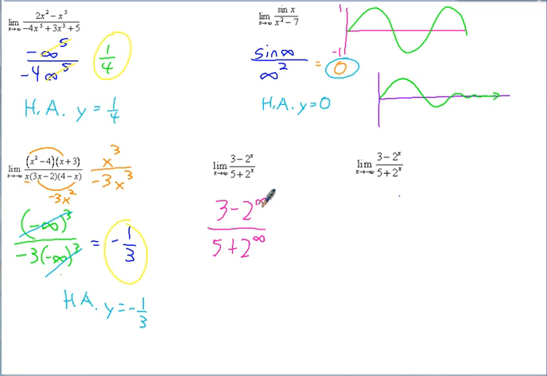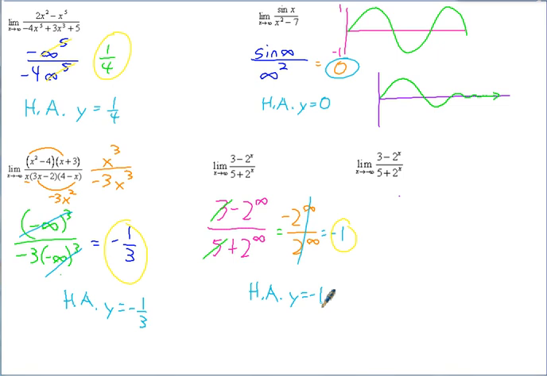Well, 2 to the infinity is 2 times 2 times 2 forever. So that's going to be much larger than 3, so the 3 is negligible. Same thing on the denominator. 2 to the infinity is much larger than 5, so that's negligible. So we have negative 2 to the infinity over 2 to the infinity, that's what's left. And you can see those reduce out, so all that's left is negative 1. So this one will have a horizontal asymptote of y equals negative 1.